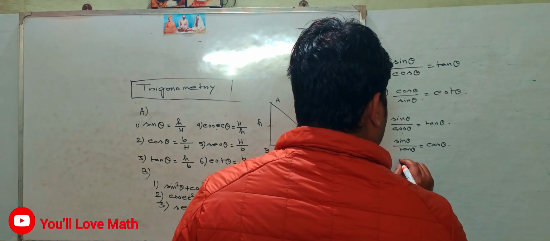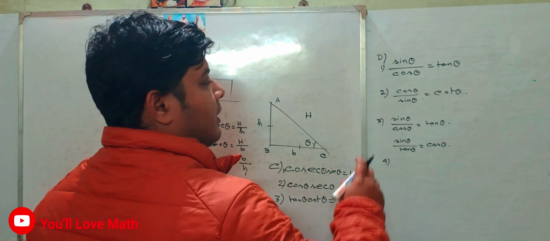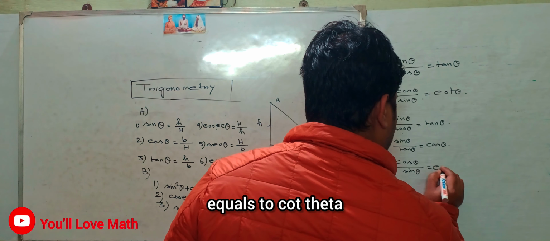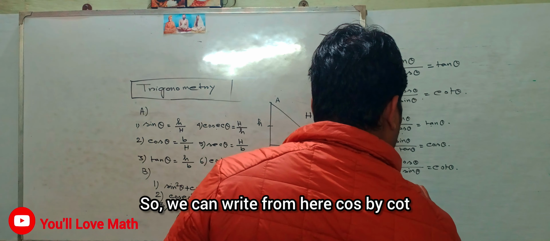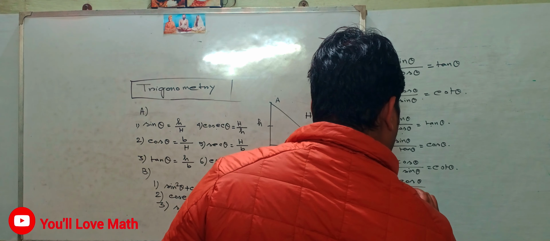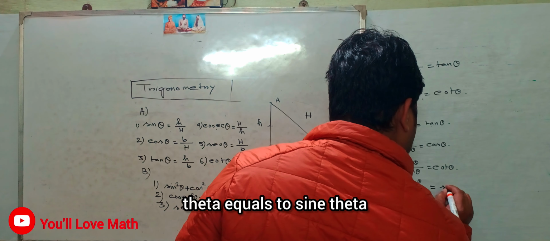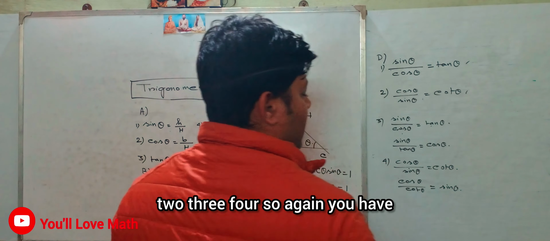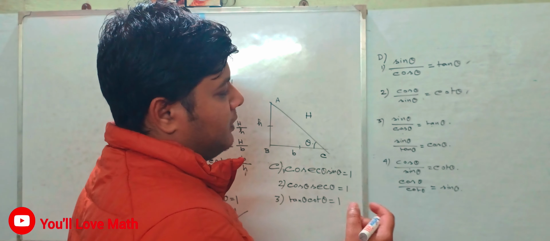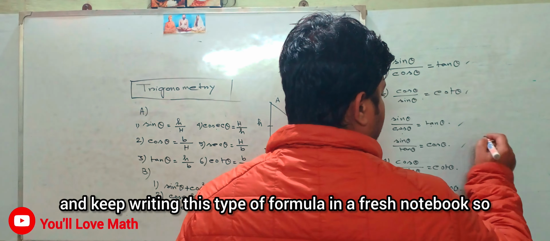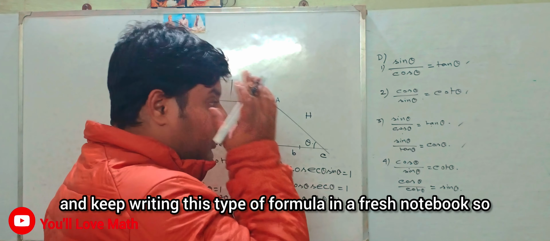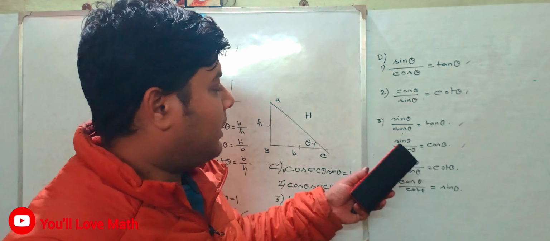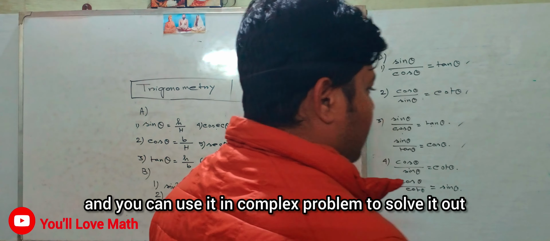And cos theta by sin theta equals to cot theta. So we can write from here cos theta by cot theta equals to sin theta. So you are getting four formulas here: 1, 2, 3, 4. So again you have to keep practicing and keep writing this type of formula in a fresh notebook, so that the manipulation of the formula stays in your memory, and you can use it in complex problems to solve them.